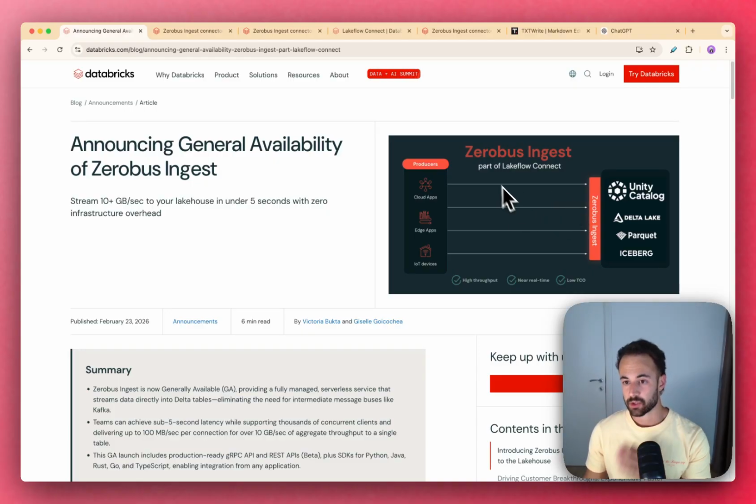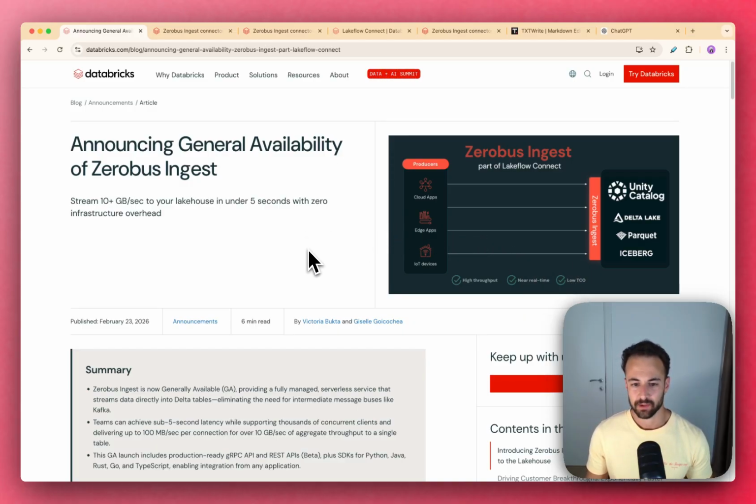We have Zerobus Ingest. It's part of something called Lakeflow Connect. And on the left, you see all sorts of producer apps that are allegedly publishing data to this Zerobus Ingest layer that goes into basically a Delta Lake table. So a Delta table with files that are Parquet. There's an Iceberg logo here, so I assume you can write in Iceberg too, and all that goes through the Unity Catalog. And the main things it says here is it's high throughput, it's near real time, keyword near, and it's low TCO, just like everybody else says.